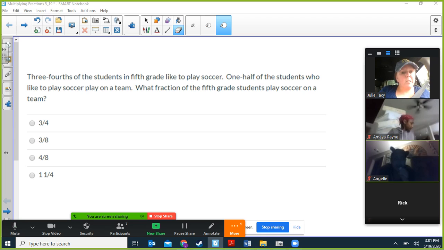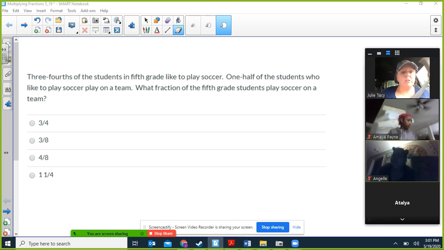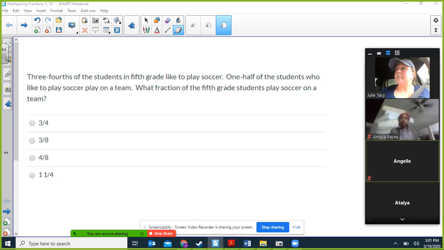All right, so the first question was, 3/4 of the students in 5th grade like to play soccer. 1/2 of the students like to play on a team. What fraction of the 5th grade students play soccer on a team? So that's kind of the basis of a multiplication problem where you have a quantity and you want to know.